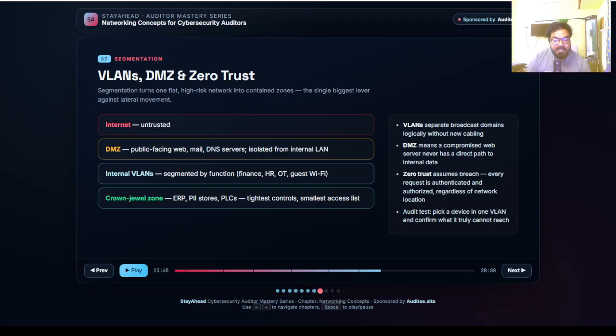Inside that, internal VLANs segment traffic by function: finance, HR, operational technology, guest Wi-Fi, each logically separated without needing new cabling. And at the core sits the crown jewel zone: ERP systems, PII data stores, programmable logic controllers, protected by the tightest controls and the smallest possible access list. VLANs separate broadcast domains logically. A properly built DMZ means a compromised web server never has a direct path into internal data.